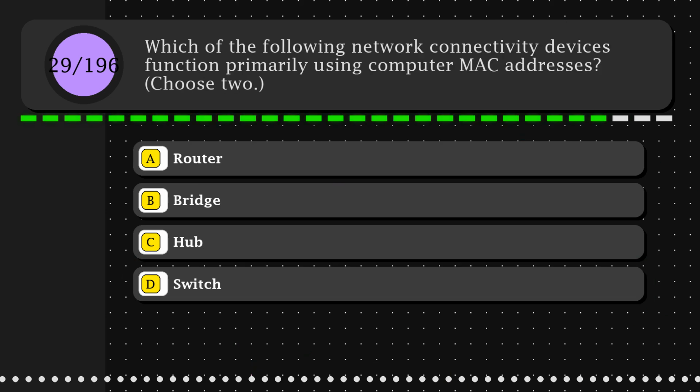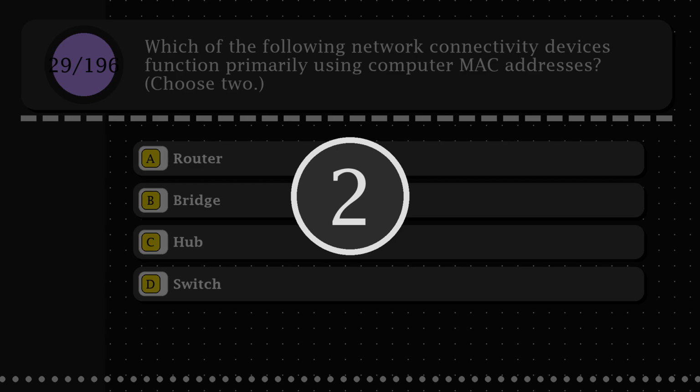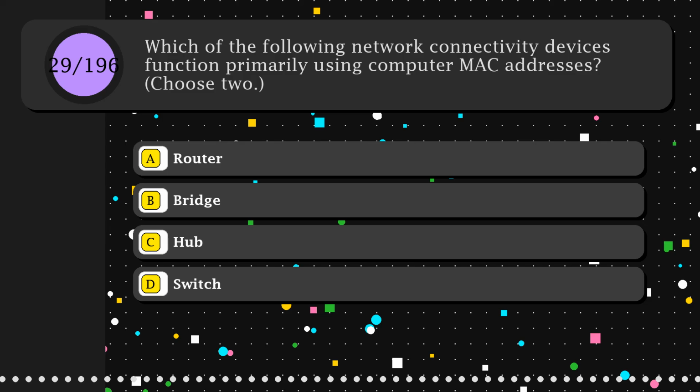Question 29. Which of the following network connectivity devices function primarily using computer MAC addresses? Choose 2. Option A. Router. Option B. Bridge. Option C. Hub. Option D. Switch. The correct answer is option B, D.